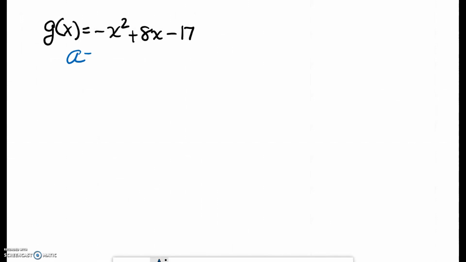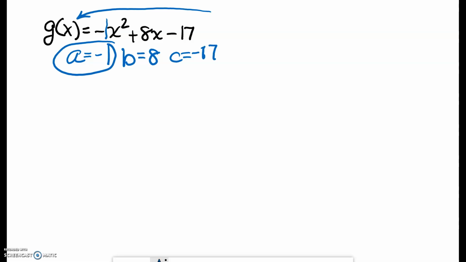So A is negative, remember that's a 1 in front, negative 1. B is a positive 8. And C is a negative 17. We need this for our equation. The name of our equation is g of x. So we'll write down the generic form.